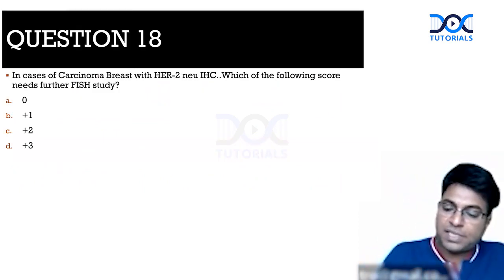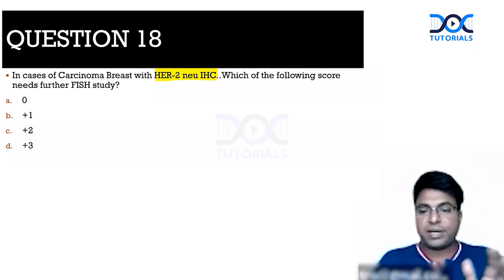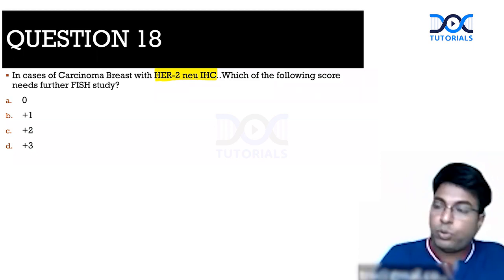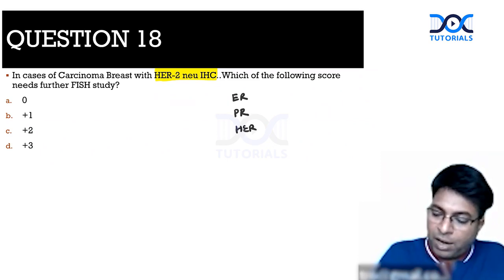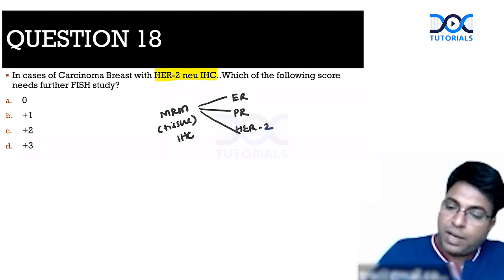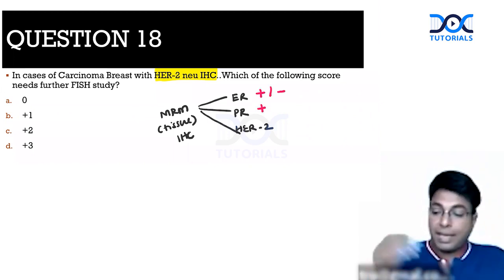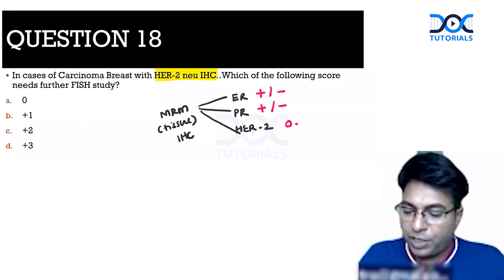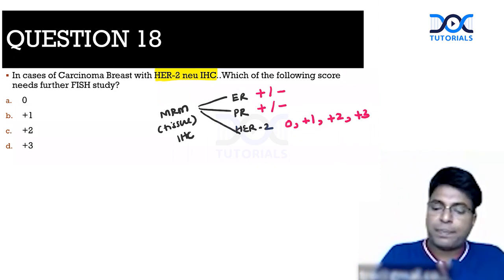In a case of cancer breast with HER2/neu immunohistochemistry, HER2 positive, which of the following needs a FISH study? Please remember, we have to do estrogen receptor, progesterone receptor, and HER2 in all cancer patients after MRM. After modified radical mastectomy, send the tissue for immunohistochemistry for ER, PR, HER2. ER and PR will be reported as positive or negative. HER2 will be reported as 0, +1, +2, +3.